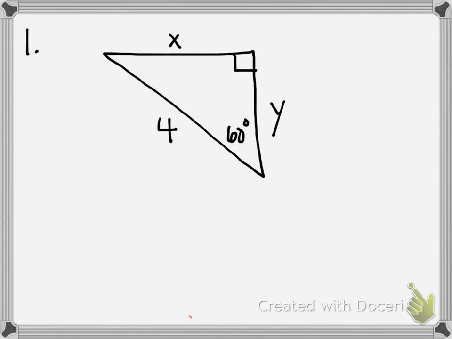Okay, here's number 1 from your homework. So this is a 30, 60, 90. The first thing I'm going to do is write in this missing angle, which I know is 30 degrees because this one is 60. So all three of them add to 180.